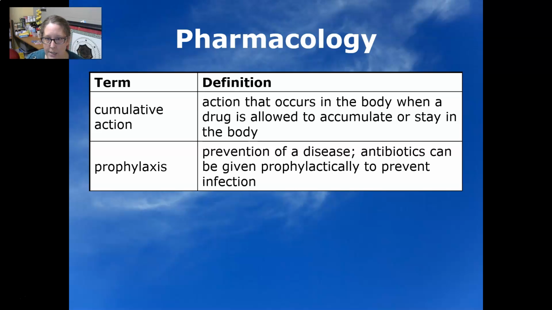Cumulative action is an action that occurs in the body when a drug is allowed to accumulate or stay in the body. So, sorry, we're into pharmacology now. Prophylaxis is the prevention of a disease. So antibiotics can be given prophylactically to prevent infection. That would be an example of giving antibiotics before surgery to prevent infection during or after surgery.